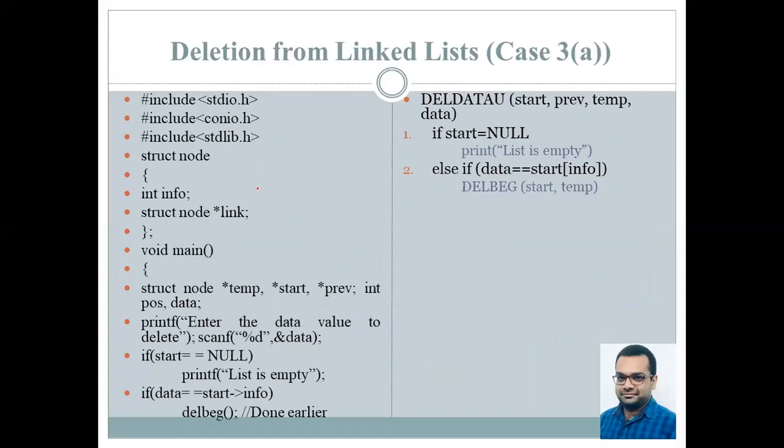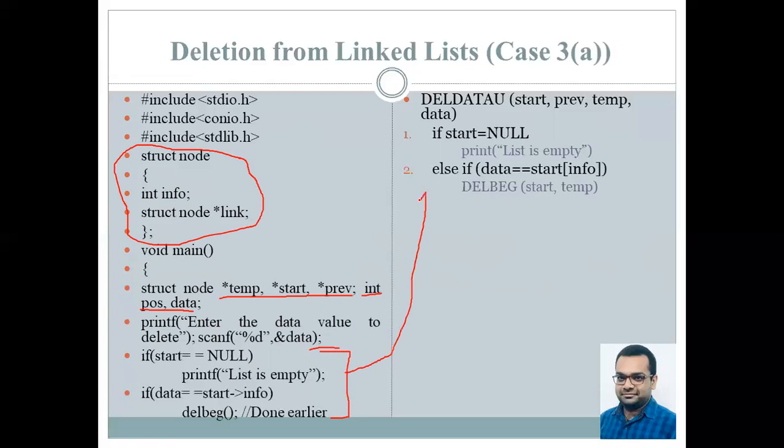Now this is the conversion to the C program. This is the structure declaration. We have our initialization of the pointers and this is an integer data type declaration. Now we are prompting the user to provide the data value to input into the linked list and we are checking these two conditions over here. If start is null or data equals start info, we are taking the appropriate execution steps in the program.